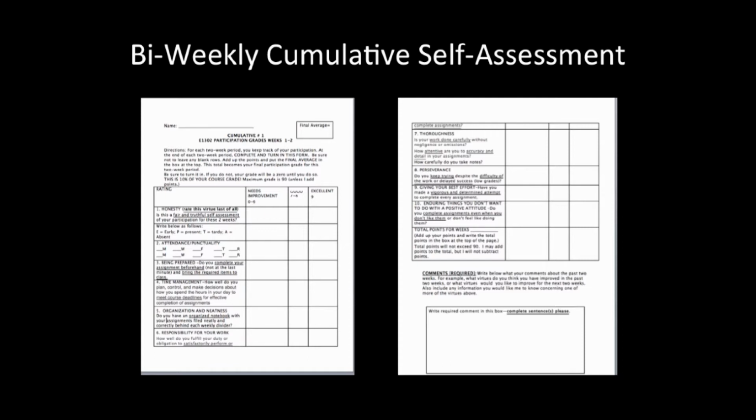This is an example of the cumulative form you will complete every 2 weeks. Your bi-weekly self-assessment equals 10% of your course grade. In addition to organization and neatness, you will assess yourself in the following areas: honesty, attendance, preparation, time management, responsibility, thoroughness, perseverance, giving your best effort, and enduring things you don't want to do with a positive attitude. You will also write a comment in the comment box each 2 weeks.